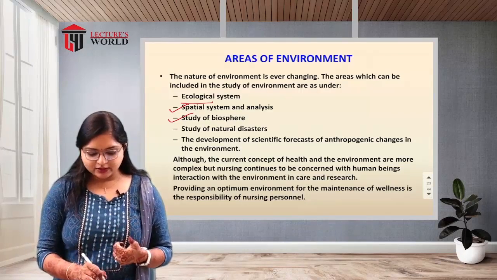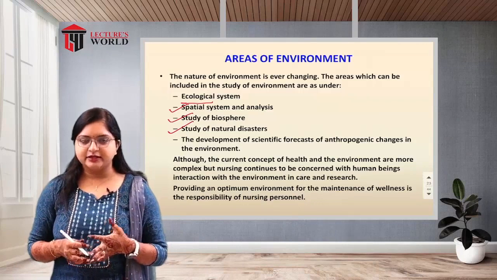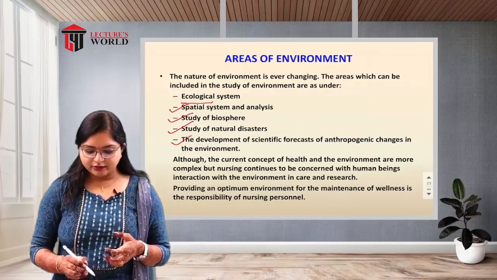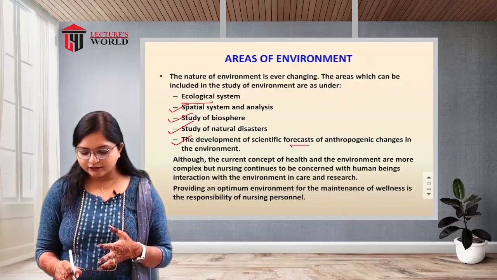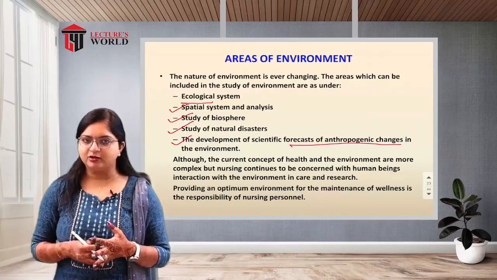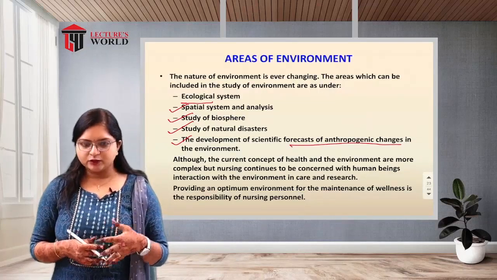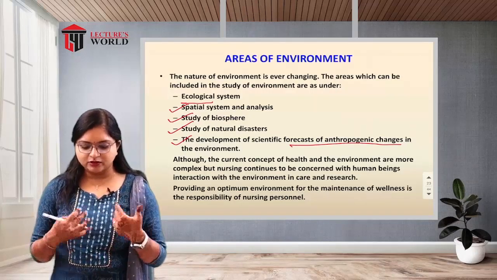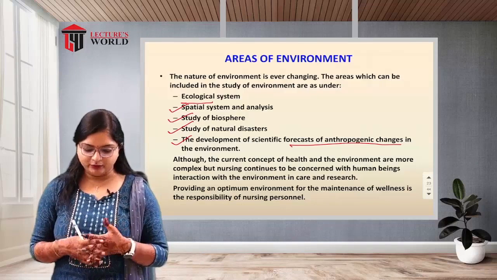Another one is the study of natural disasters. Natural calamities we can include under this. And the last one is the development of scientific forecasts of anthropogenic changes in the environment. So the forecast or prediction of anthropogenic changes also comes under this area of environment.